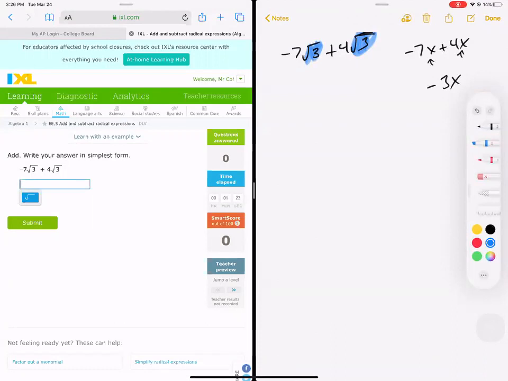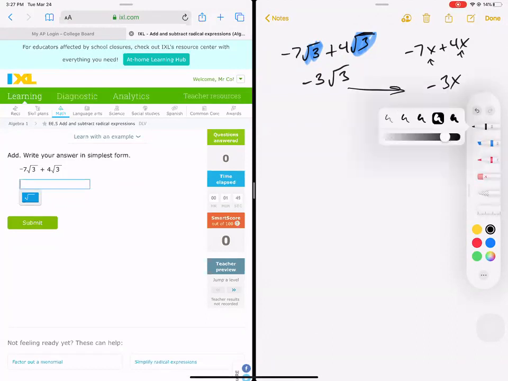So if we want to use words, we say I have -7, call those dogs, right? -7 dogs plus 4 dogs. Well, they combine, leaving me -3 dogs. Okay, and it's very similar to what we have for x's. So it's not really new, and it follows many of the same rules, except we just have to write radicals now.